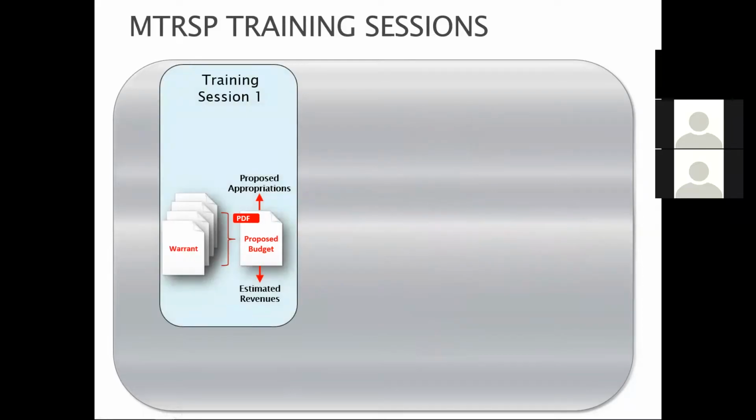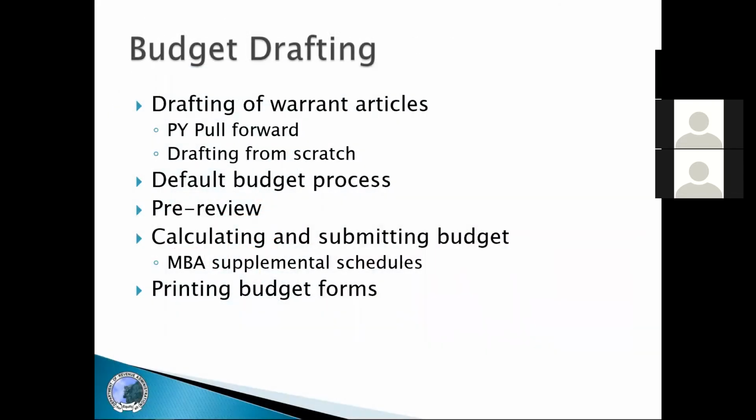Today, we're just going to be focused on generating warrant articles and generating your proposed budget. So these are all the things that occur prior to annual meeting. Today, we're going to cover the drafting of warrant articles, either through the prior year pull forward or by drafting them from scratch, the default budget process, pre-review, calculating and submitting your budget, including the supplemental schedules for entities that have a municipal budget committee, and printing your budget forms.